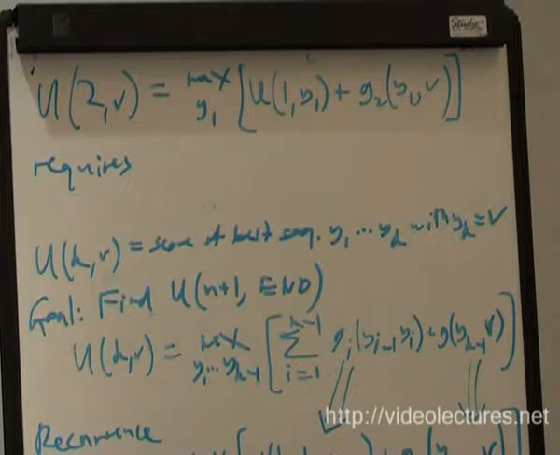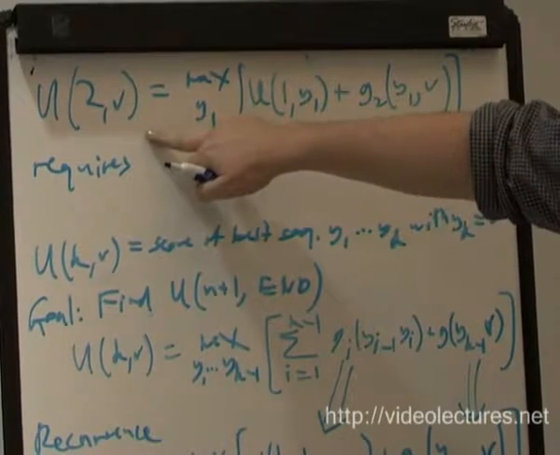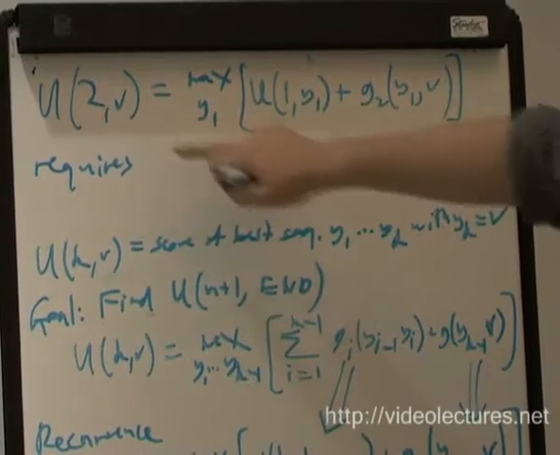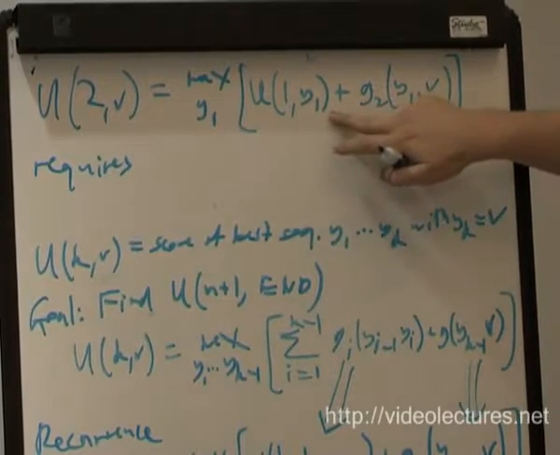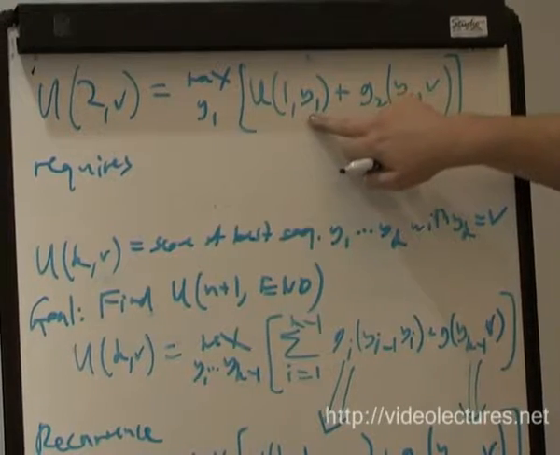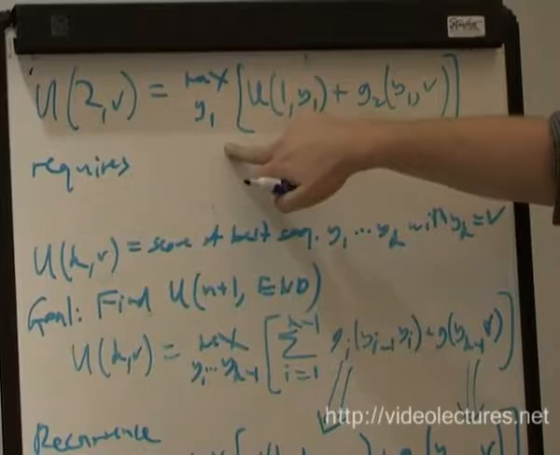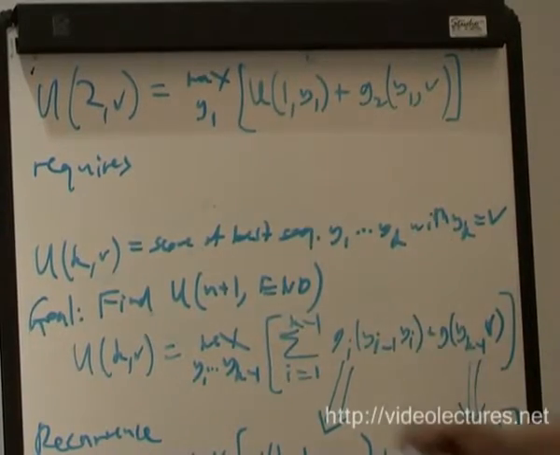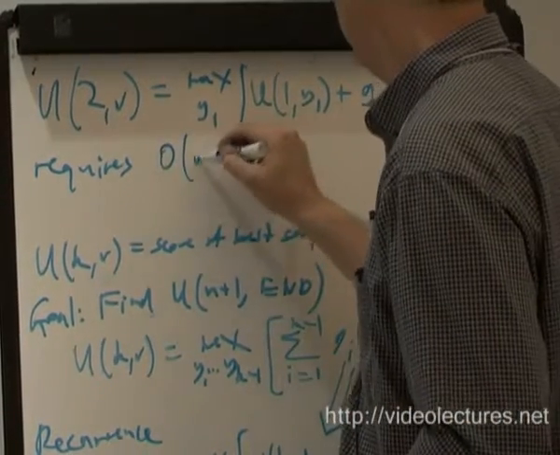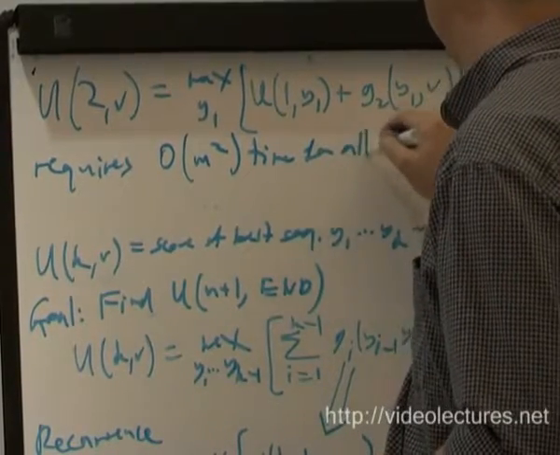That's the number. It's linear in the number of different v's, and there are m different v's. And then for each of these maximizations, it's also linear in the number of v's, because for each v, I have to consider all y's. So it requires order m squared time for all v.